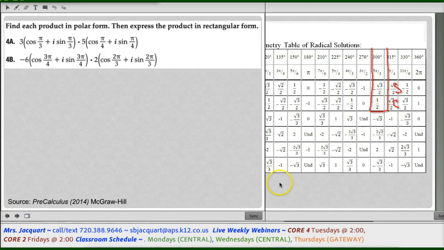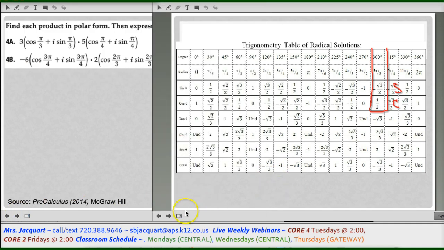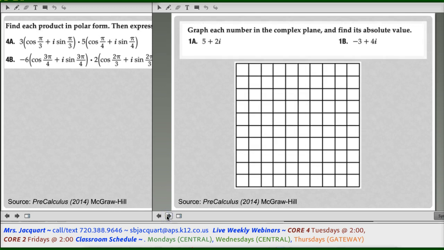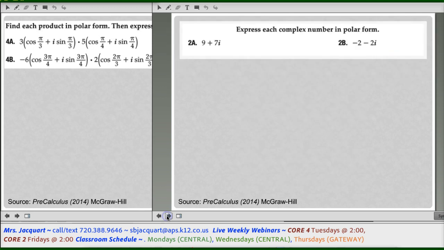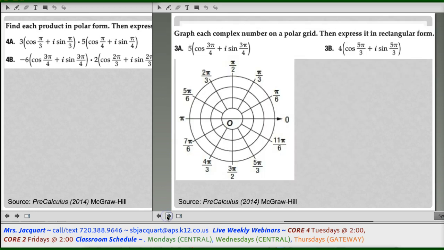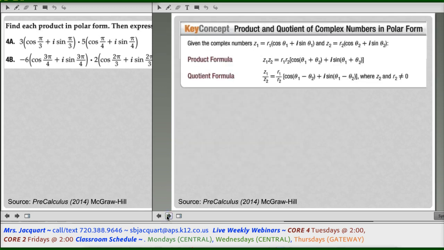Okay, so let's work this problem. It's kind of easy-ish. Let's go find the notes for it. And we'll use the notes here. So my r's are going to be, we're multiplying them, so it's 3 times 5.